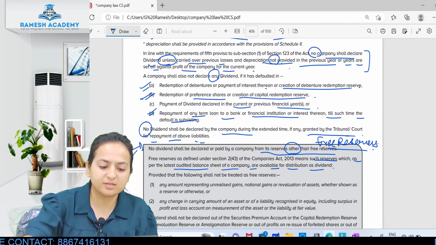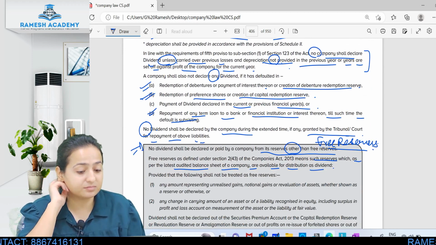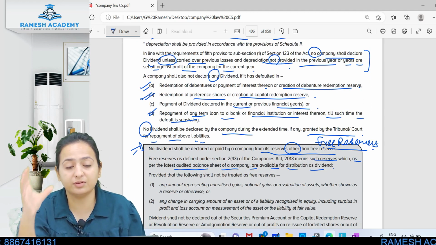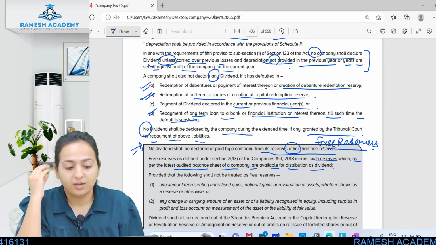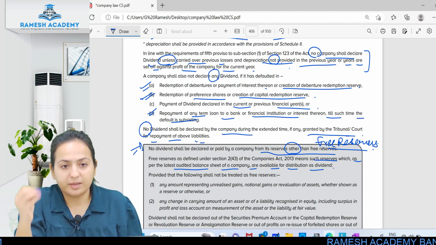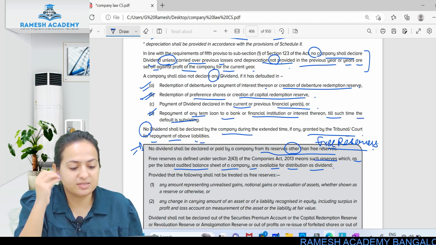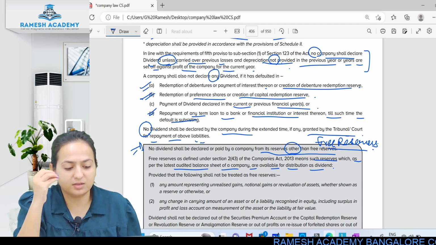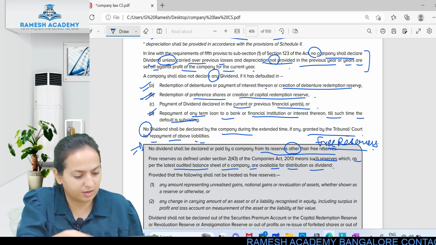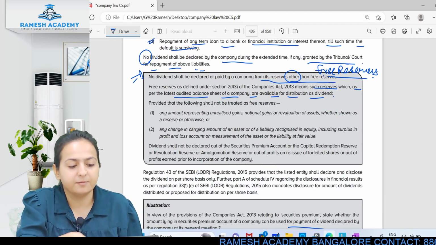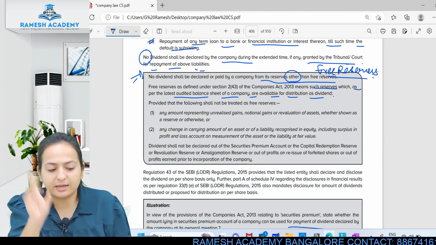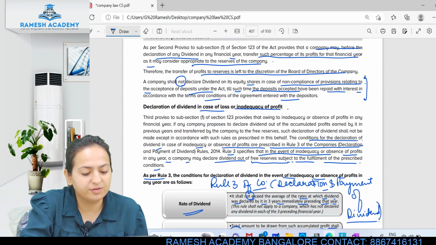Now what we have studied is that you will not declare the dividend if there is any default in the redemption or payment of the debentures, preference shares, or dividend declared in the current or the previous financial year. No dividend shall be declared or paid by the company other than out of the free reserves.